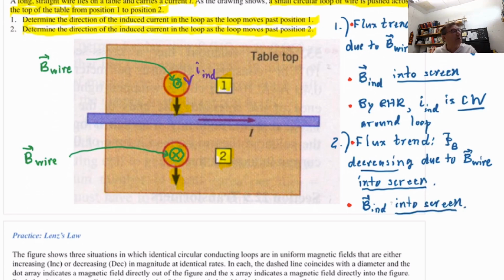Did you say out of the screen? Almost everybody does the first time. But it isn't true. You have to keep track of two things in the flux trend. Is the flux we're talking about that's changing, is it an increasing magnitude or a decreasing magnitude? And what's the direction of the B that's causing that? And if it's a decreasing flux trend, you'll need a B induced in the same direction as the original B, because you're trying not to have a decrease. And then the third step is to use the right-hand rule to get the direction of the induced current. So try that, please. Pause the video, come back when you have an answer.